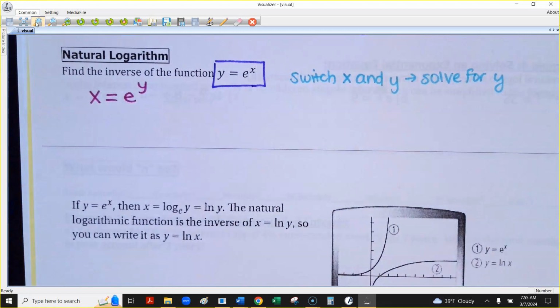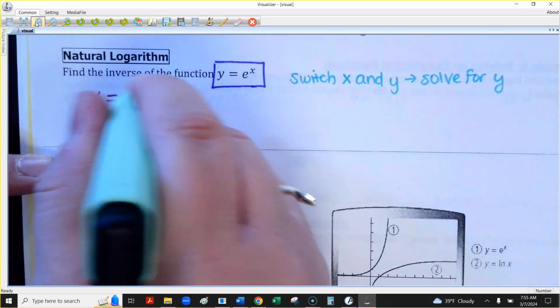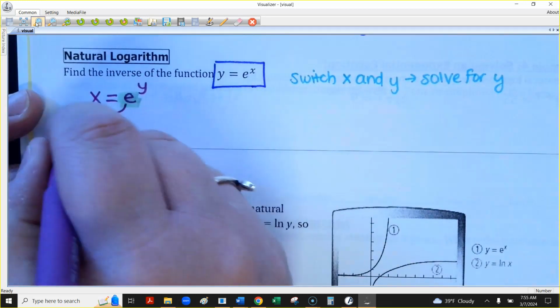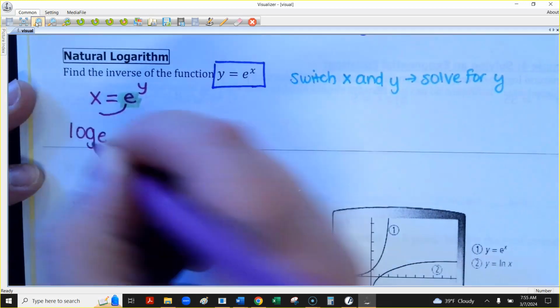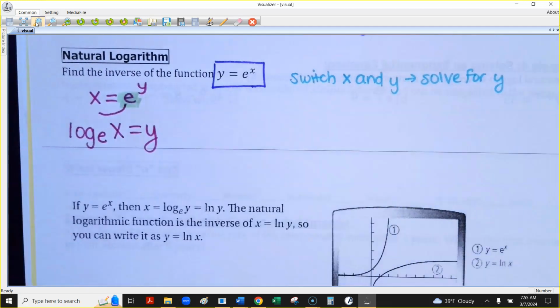Okay, now, how would I get y by itself on one side there? I've got x equals e to the y. Eli, what do you think? Yes, okay. So the base of your exponent, which happens to be e in this problem, is going to swing to the other side. Now, this becomes log base e of x is equal to y.